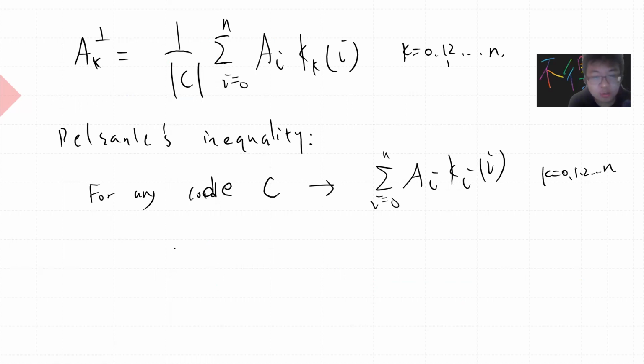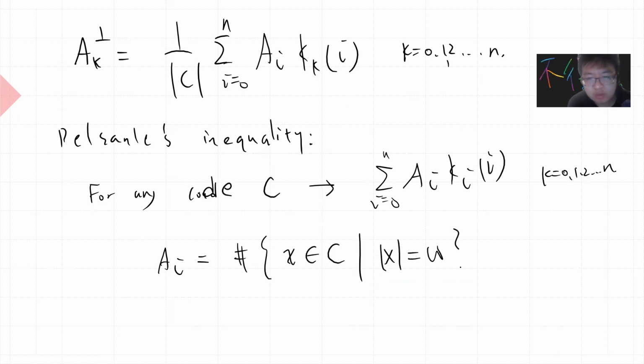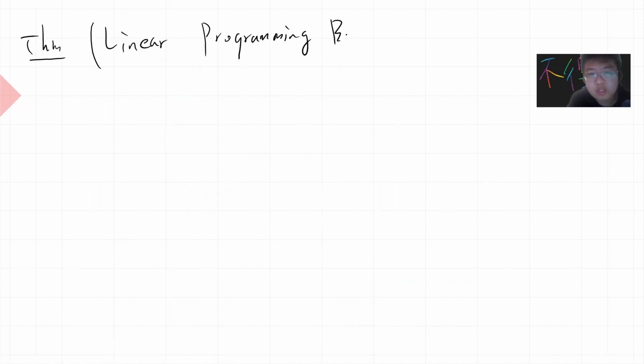Okay, so remember A_i is the number of x belonging to the code with the weight w, or with the weight i. Let me just choose w. Okay, so now we got what? This is the linear programming. So you can write down a linear programming problem, so theorem, which is a linear programming bound, which is what we derive using the technique of Fourier analysis.